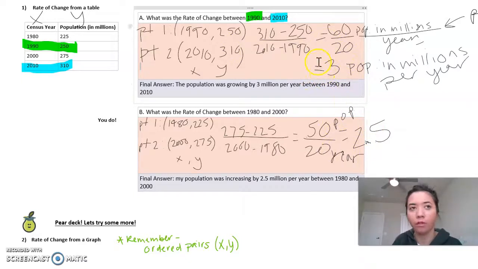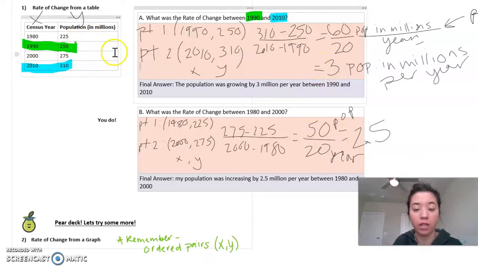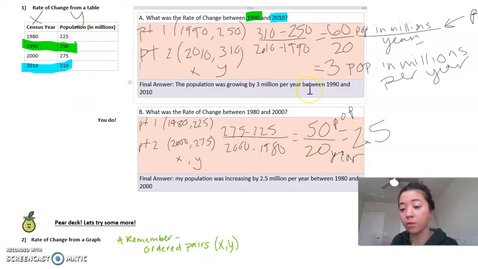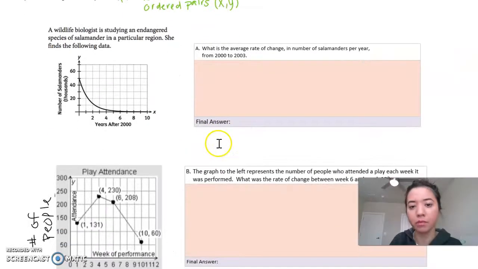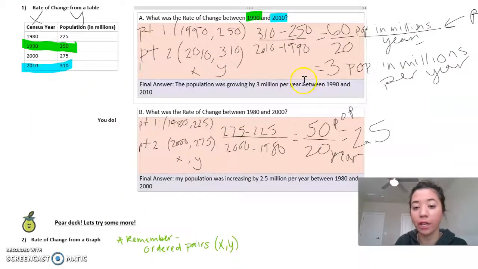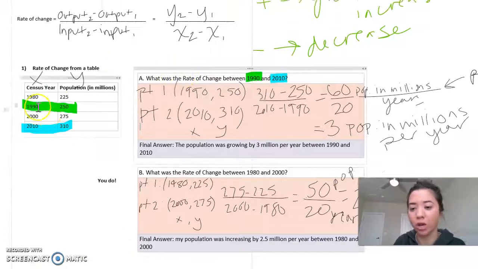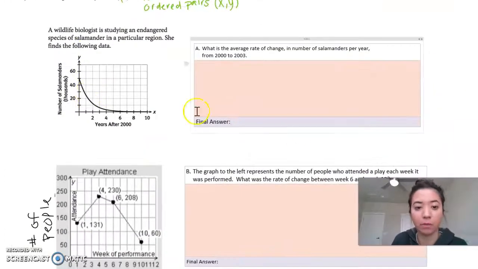So once you calculate the rate of change between two different sections in your graph, you're then able to compare them, which is really great when you're analyzing data for different scenarios. Okay, so now we're going to try some with a graph. Calculating it is the same exact way. It's just you have to find your points from a graph instead of a table.